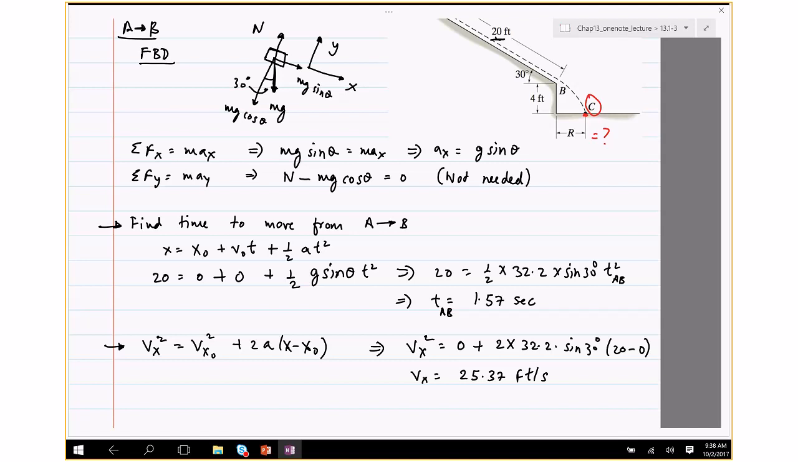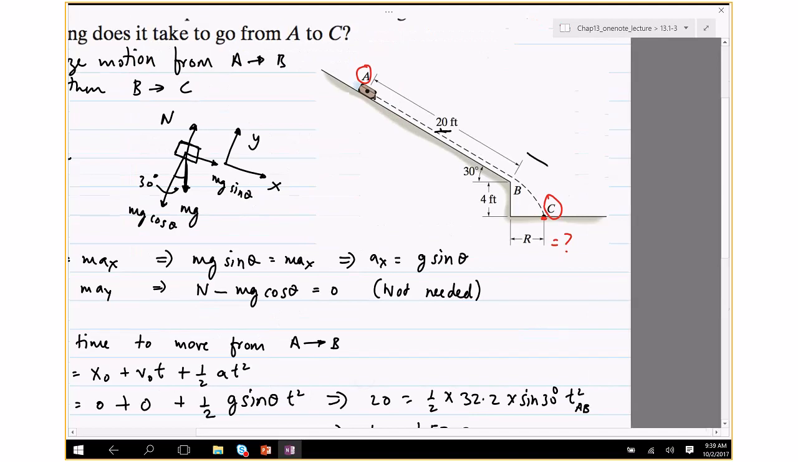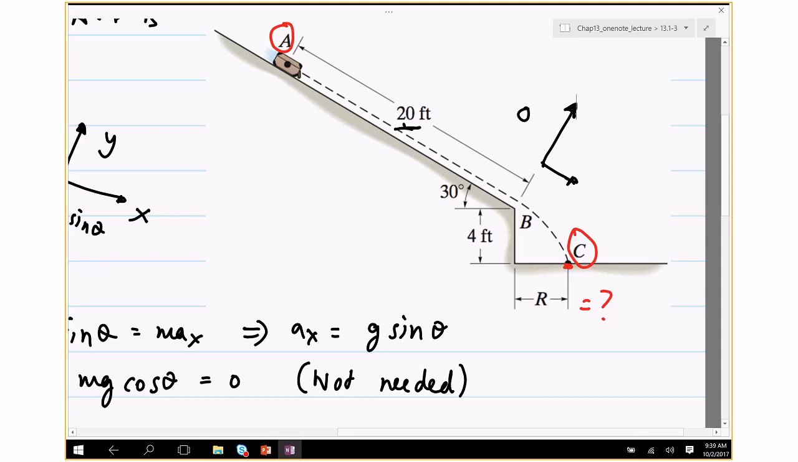Okay, so I have this velocity, but this velocity is clearly in this direction, right? This is the velocity with which the block leaves the surface. This velocity is going to be 0, right? It's going to be 0 because there is no force acting in that direction. In other words, the block leaves the ramp at an angle of 30 degrees to the horizontal. So this is going to be 30 degrees.